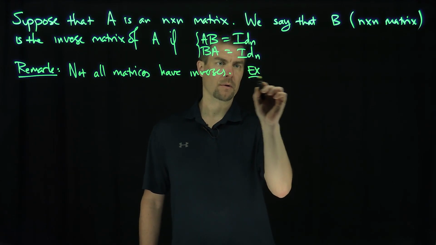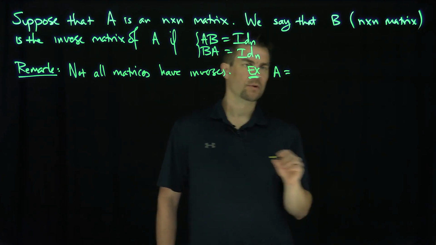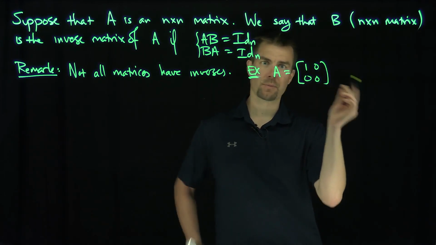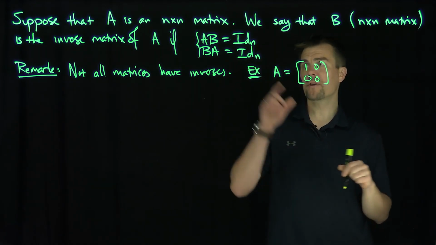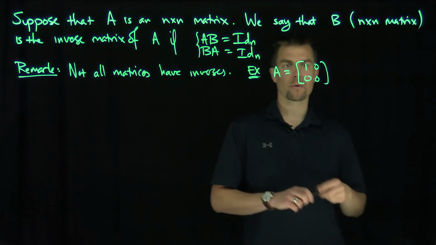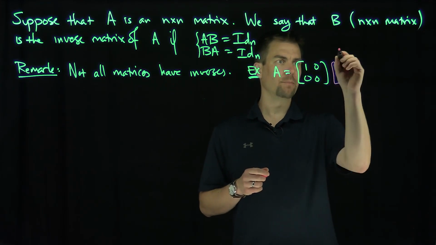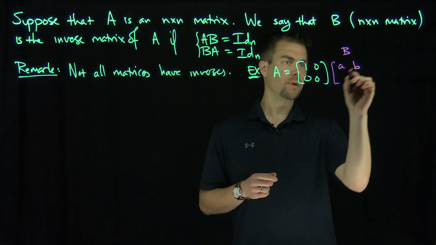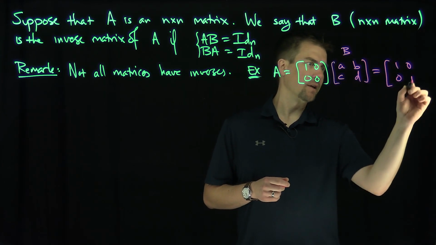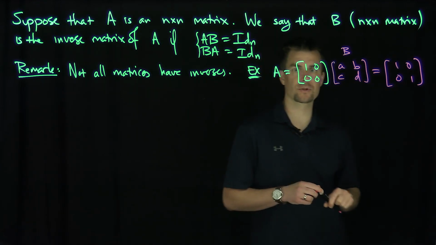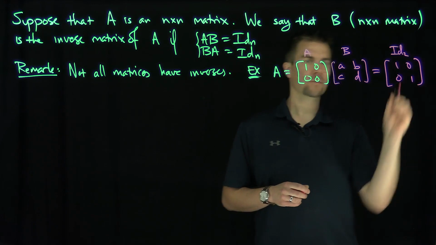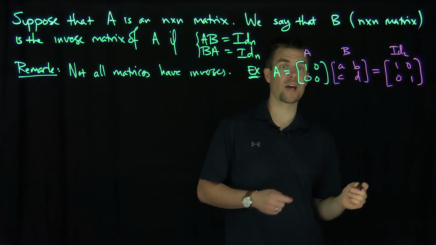If I consider A, which is this matrix over here, an extreme case, 1, 0, 0, 0. That's a perfectly fine matrix. But let's suppose that I could find a matrix B, which was a, b, c, d, that gave me the identity matrix, because I had to output the identity matrix. So in other words, A times B would be equal to this two-dimensional identity. Let's see if we can find an inverse for this matrix A.